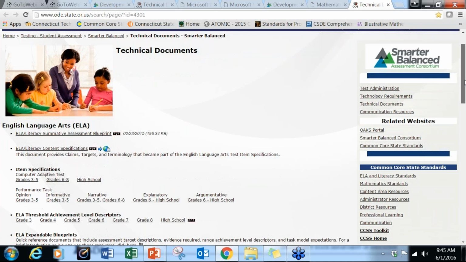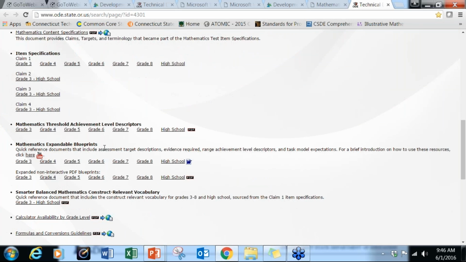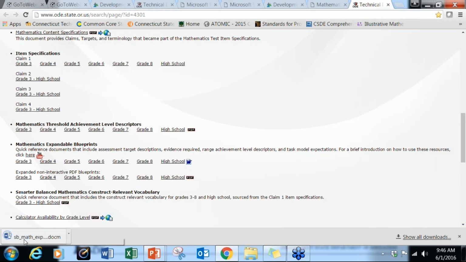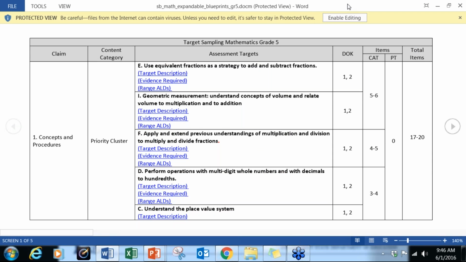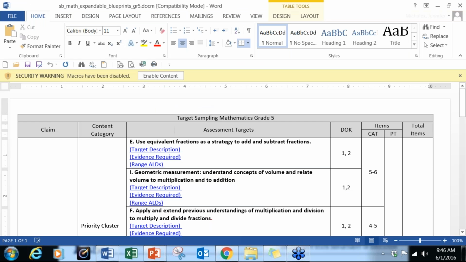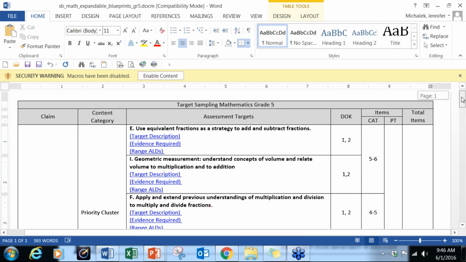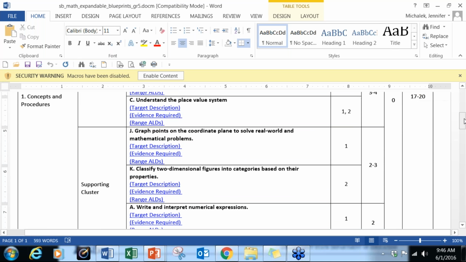On this link, if you scroll down your page, you get to expandable blueprints. Let's click on grade 5, and a Word document will open up. If you look at this document, you can see the claim, and then it will break down the content category by priority cluster or supporting cluster.